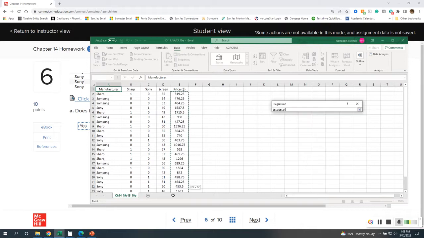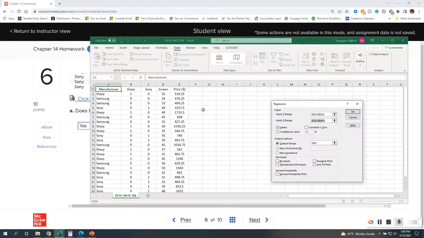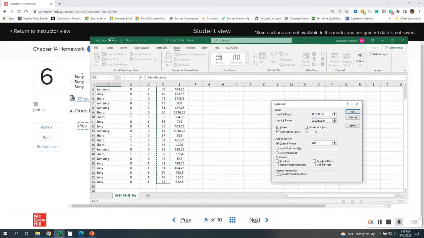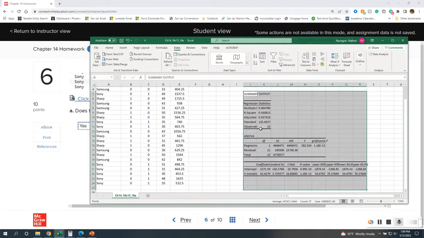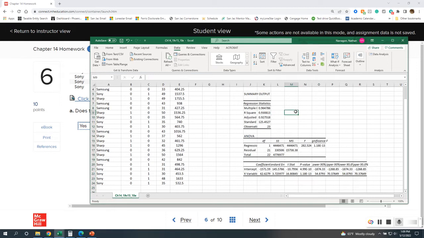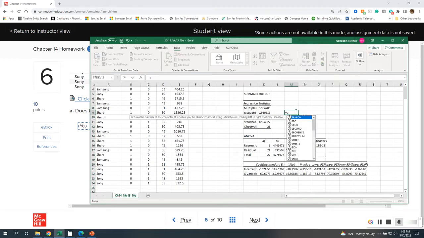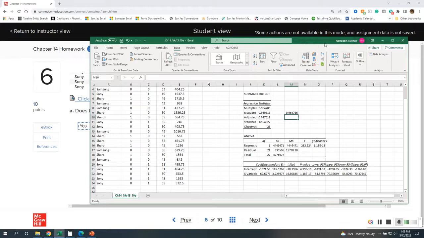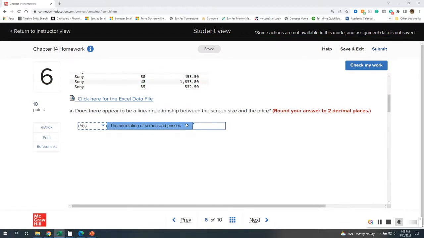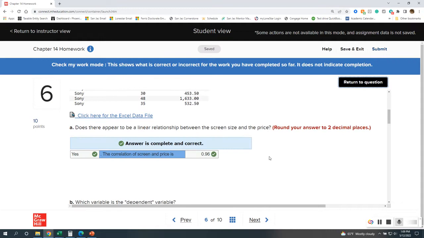So our dependent value should be the price, independent... actually, probably going to be the opposite. Actually, so correlation equals square root of r squared. So probably 0.9. Wow, 0.96. Yeah, so there's a good correlation.